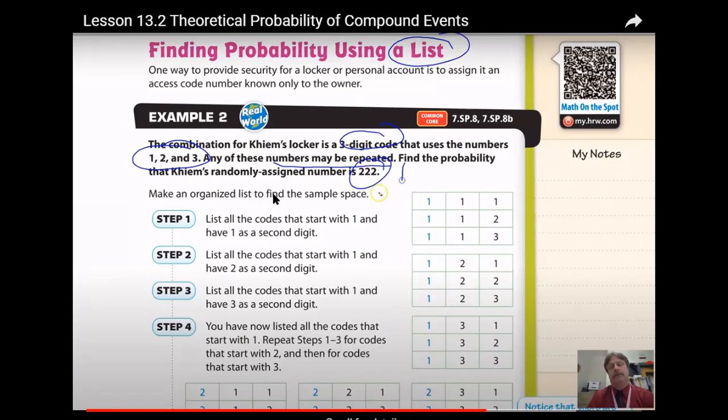For the first one, 1 is the leader. So in the first group you can see 1 written nine times. After that, we repeat the second digit 3 times: 1, 1, 1, and then 2, 2, 2, and then 3, 3, 3. After that, we write the last digit in order: 1, 2, 3, and then 1, 2, 3, and then 1, 2, 3.